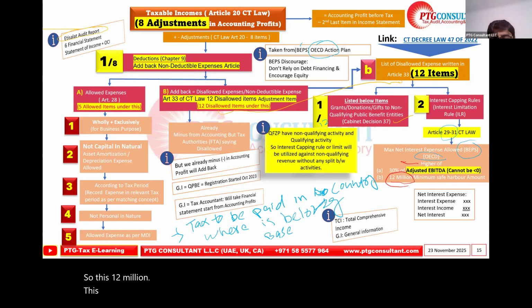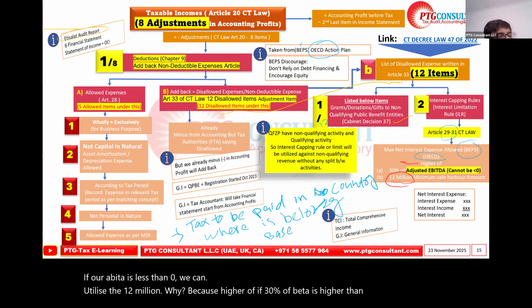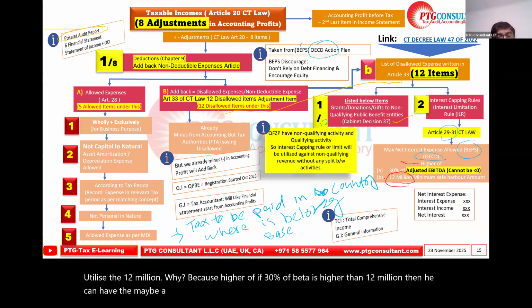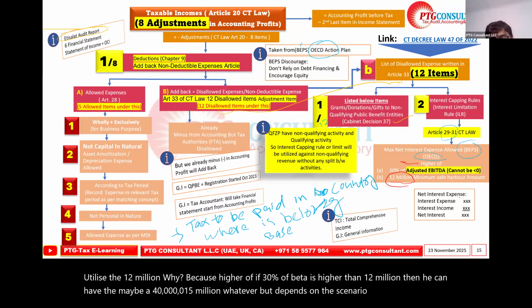So this 12 million: if our EBITDA is less than 0, we can utilize the 12 million. Why? Because with the higher of, if 30% of EBITDA is higher than 12 million, then he can have maybe 14 million, 15 million, whatever, but it depends on the scenario. Another important part, the net interest expense. What do we mean by net interest expense?